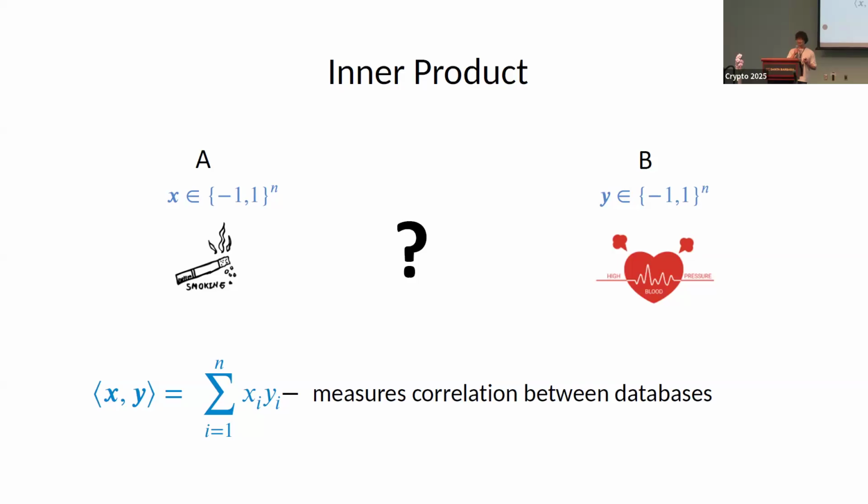Inner product is another useful task. It is used to measure the correlation between two databases. But this is more challenging than computing the sum because we cannot easily add noise on two vectors and then combine them. So let's see what we know about DP inner product.